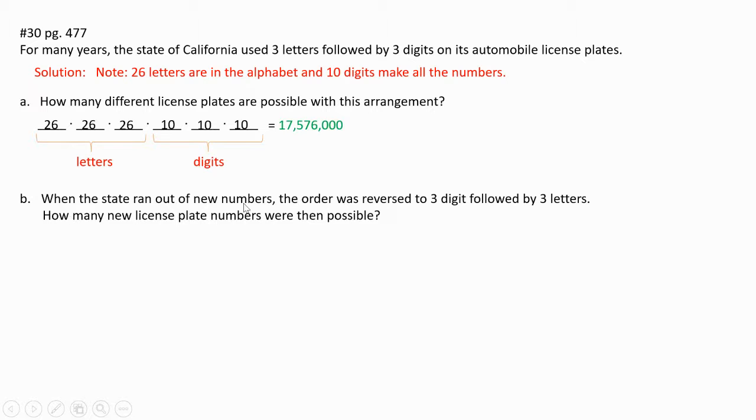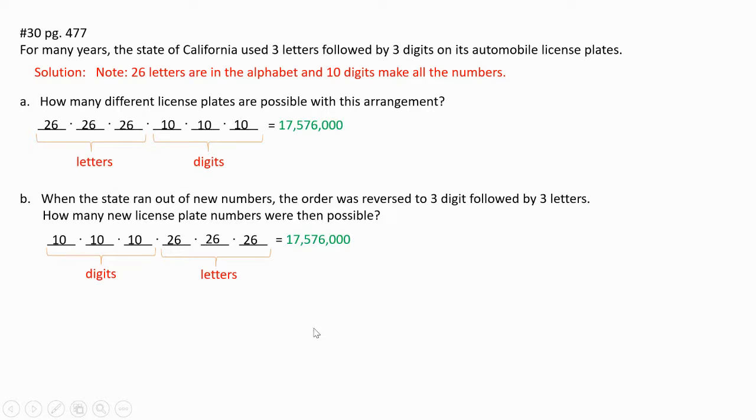Okay? Now let's try B, another one. When the state ran out of new numbers, the order was reversed to 3 digits followed by 3 letters. How many new license plate numbers were then possible? So by now they were reversed. These become your digits, and the last 3 become your letters. In multiplication, guys, the order doesn't matter, you still get the same thing. But here it is going to be 10, 10, and 10, and 26, 26, and 26. And the outcome is the same.